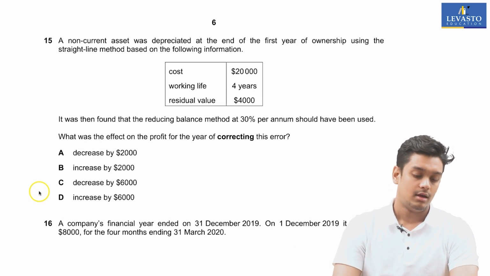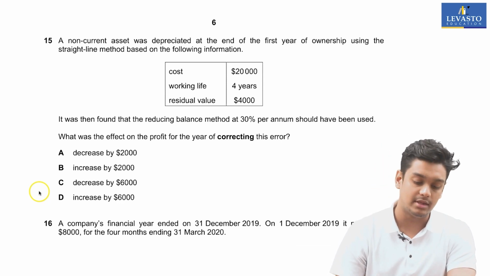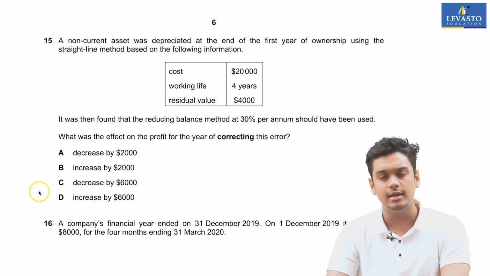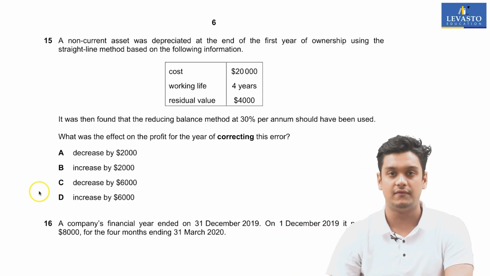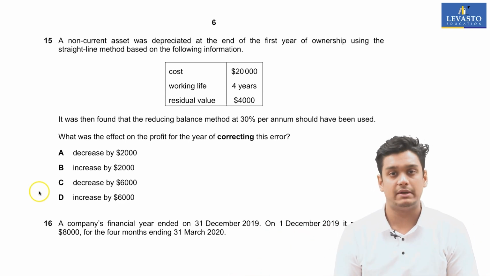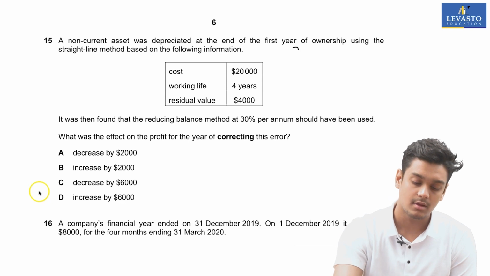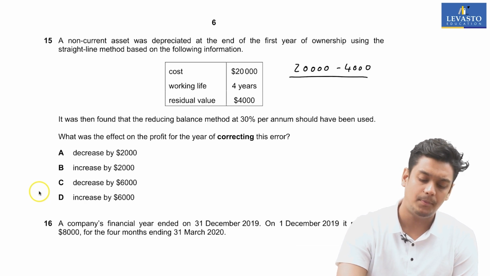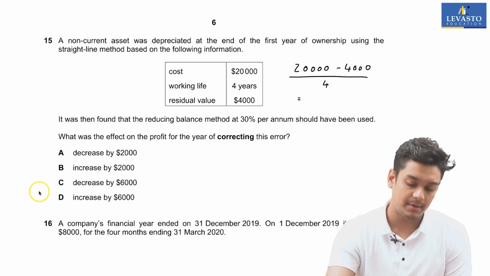15th MCQ. A non-current asset was depreciated at the end of the first year of ownership using the straight line method. What's the equation for the straight line method? You actually have two equations. Cost into depreciation percentage, or cost minus scrap value, in other words residual value, divided by useful life. So you might wonder, why are there two equations? Depending on what the question provides us, we have to use a different equation. Now according to this question, cost is given, residual value is given, useful life is given. So the appropriate equation we have to use is the straight line method. So 16,000 divided by 4 would give you 4,000.